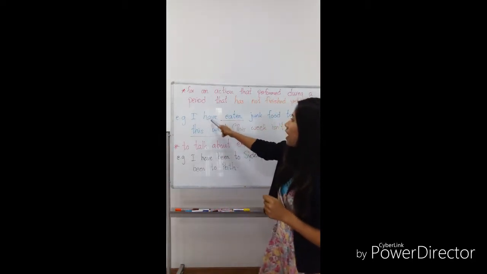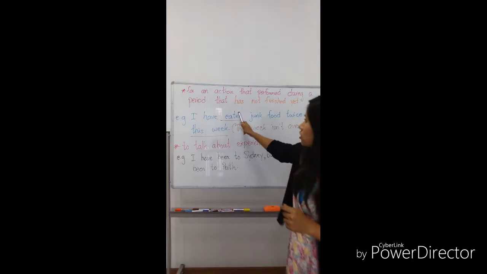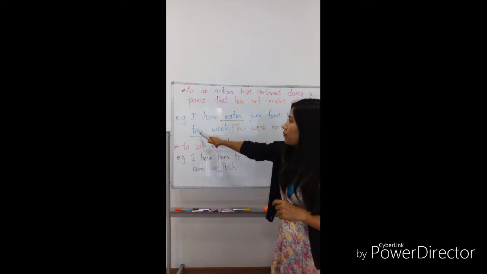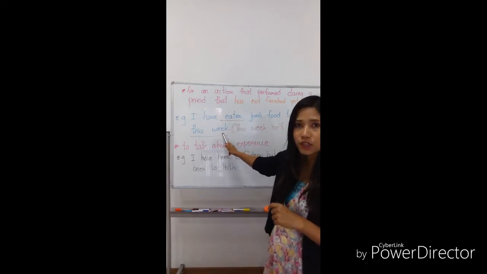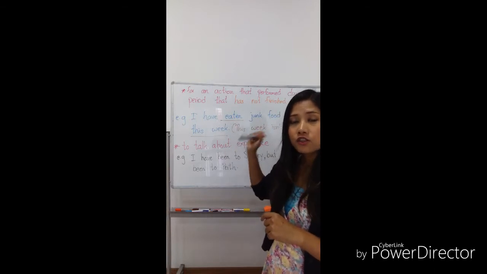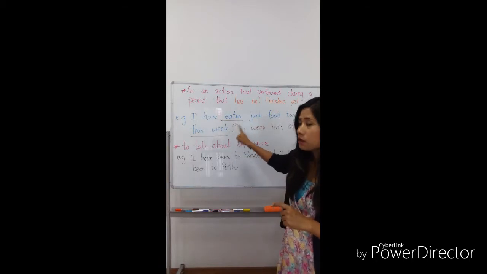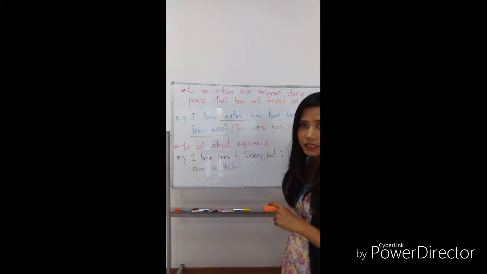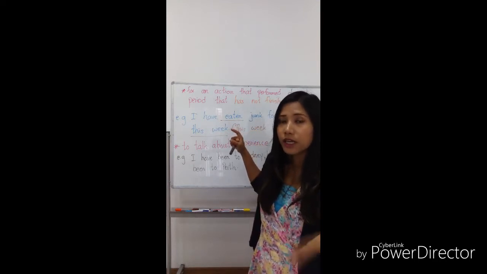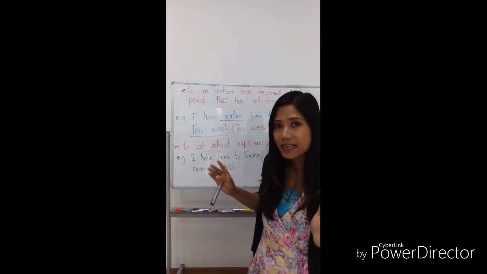For example, I have eaten junk food twice this week. The action is this one, eaten. And this week, this is the period of time you're talking about. The time that you are saying that I have eaten junk food twice. At that time, this week isn't over yet. You don't know, you may eat more than twice. This week isn't over yet. It hasn't finished yet.